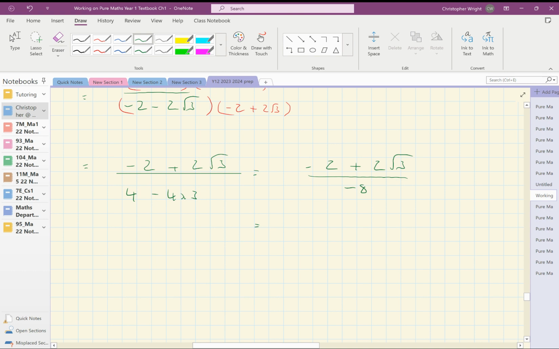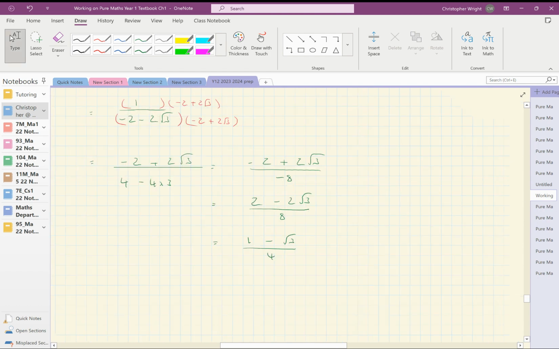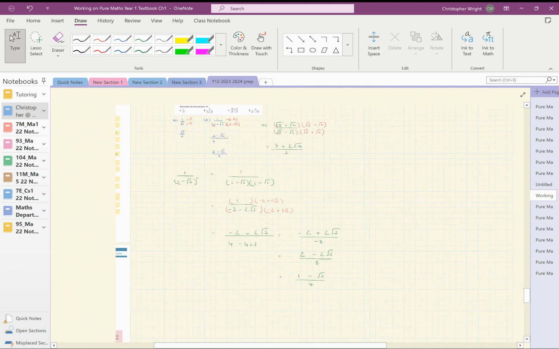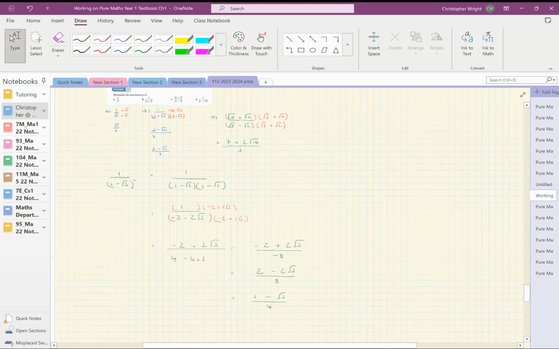I'm not sure I like having a negative denominator, so I'm going to write that as 2 minus 2 root 3 over 8. And in doing so, I see I can divide the top and bottom by 2. So top divided by 2 and the bottom divided by 2. So that's my final answer there, 1 minus root 3 all over 4. And there are my solutions to example 14.